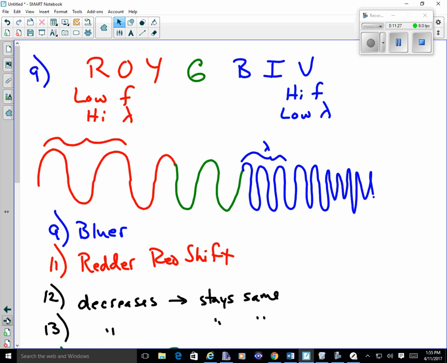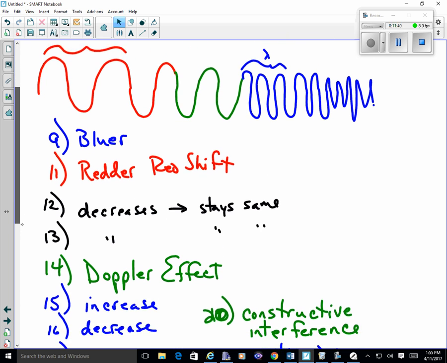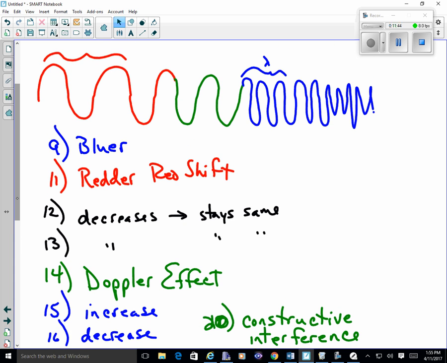For number 12 and 13, both the same answers. As frequency goes up, wavelength will decrease. But the wave speed always stays the same. For light, it's always going to be 3 times 10 to the 8th. On number 13, as wavelength goes up, frequency goes down. Frequency goes up, wavelength goes down. But the speed always stays the same. So 12 and 13 give you both the same answers.